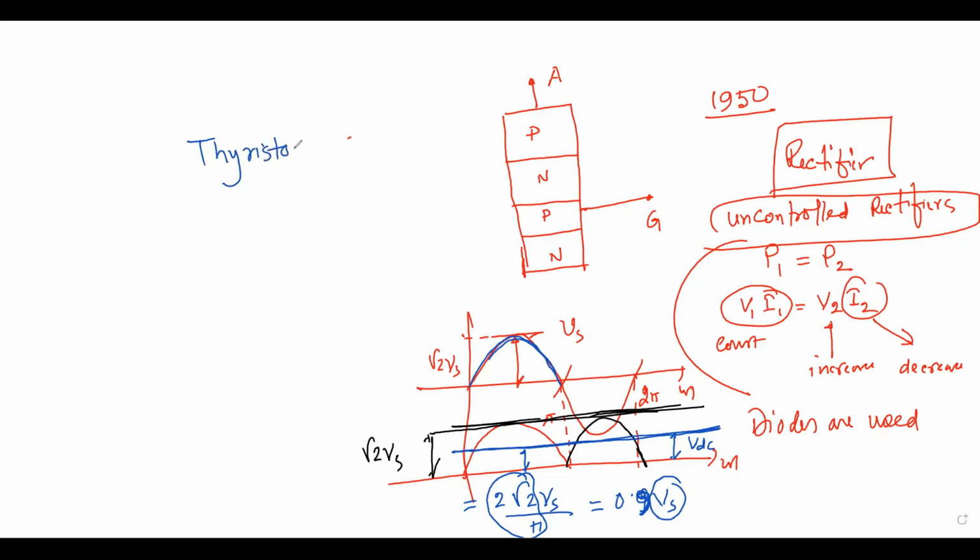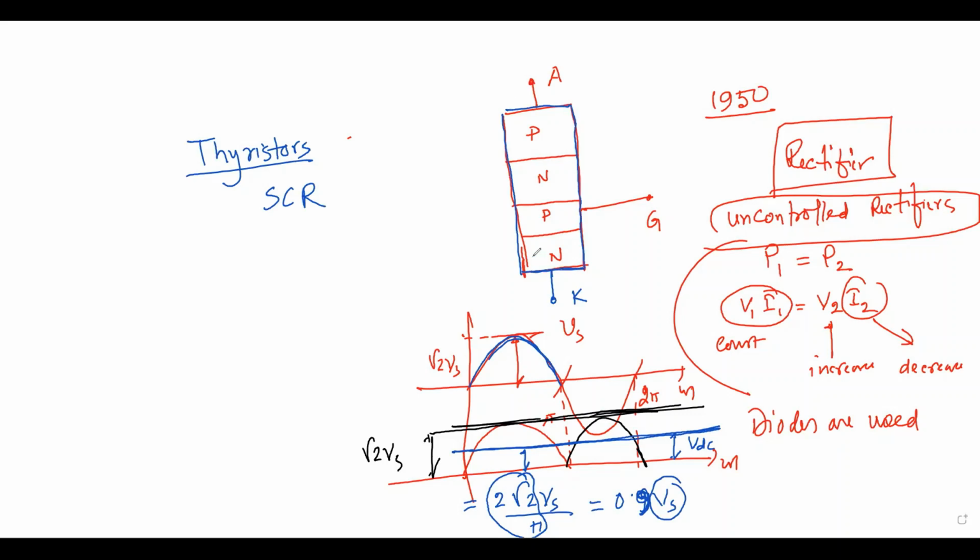So if we can use thyristors, and more specifically, as they have mentioned here, the silicon controlled rectifier, and if we use this kind of device, then we can control the output voltage. So this thyristor is a 4-layer device, as already mentioned in the video.